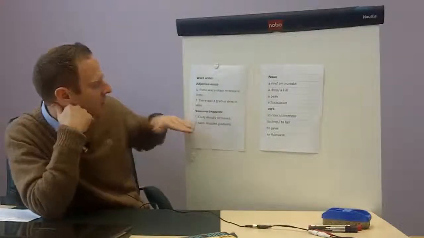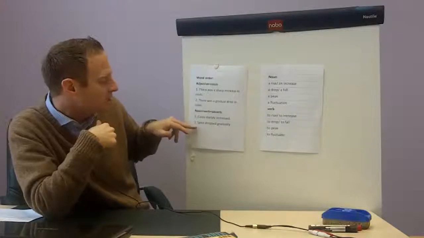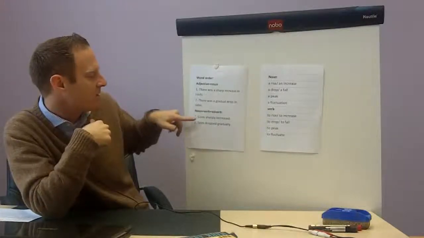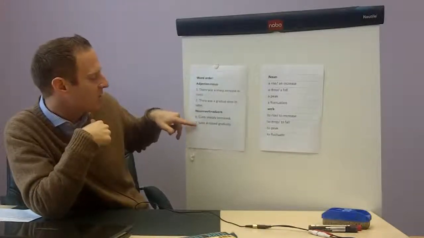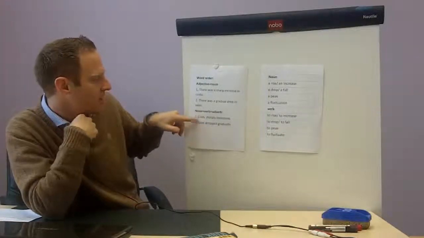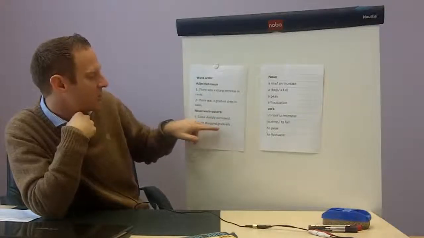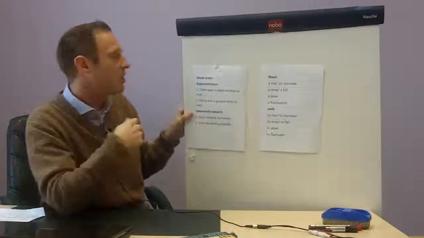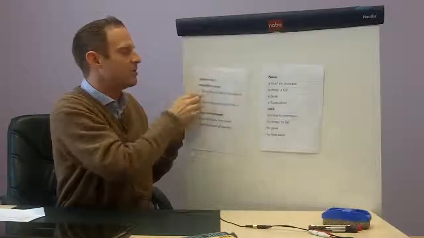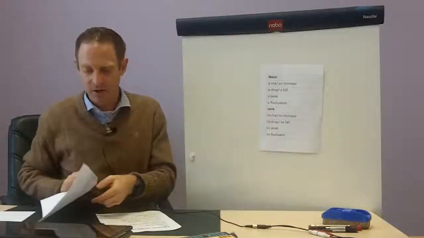Okay? So, for example, costs sharply increased, and sales dropped gradually. So you have a noun, costs and sales, and the verb here, increased. So you would say costs sharply increased and sales dropped gradually. Okay, so these are some forms, and now I would like to give you a short exercise here.